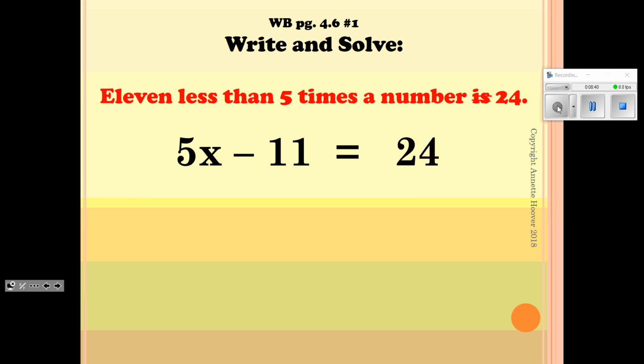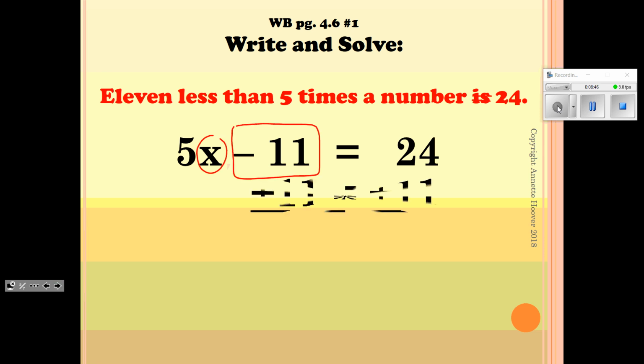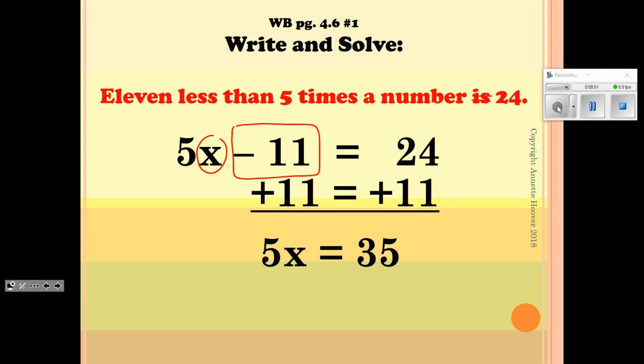And when we solve that, first, here's the variable. So we're going to move what's not attached to the variable first. So we're going to add 11 to both sides. That leaves 5x on the left side and 35 on the right side. Now we divide both sides by 5, and we find that that number would be 7.